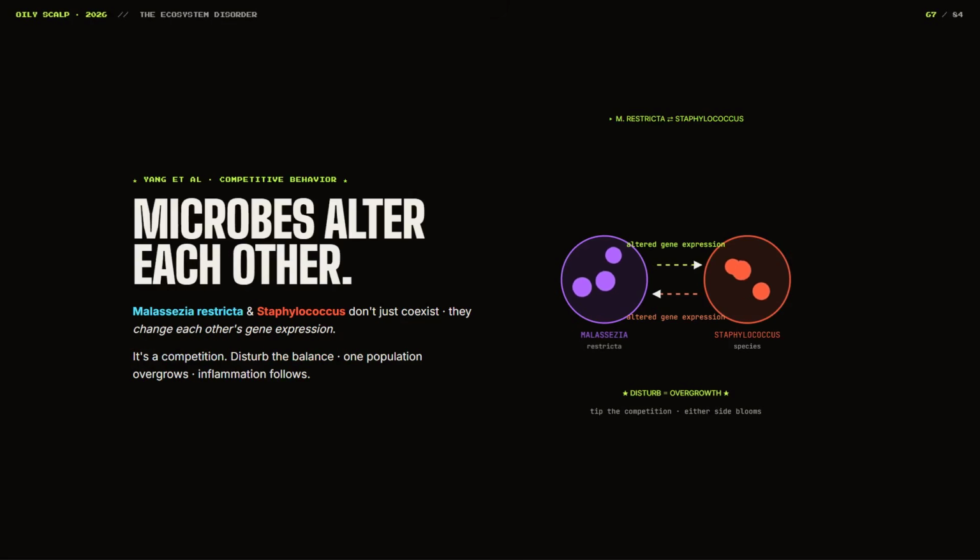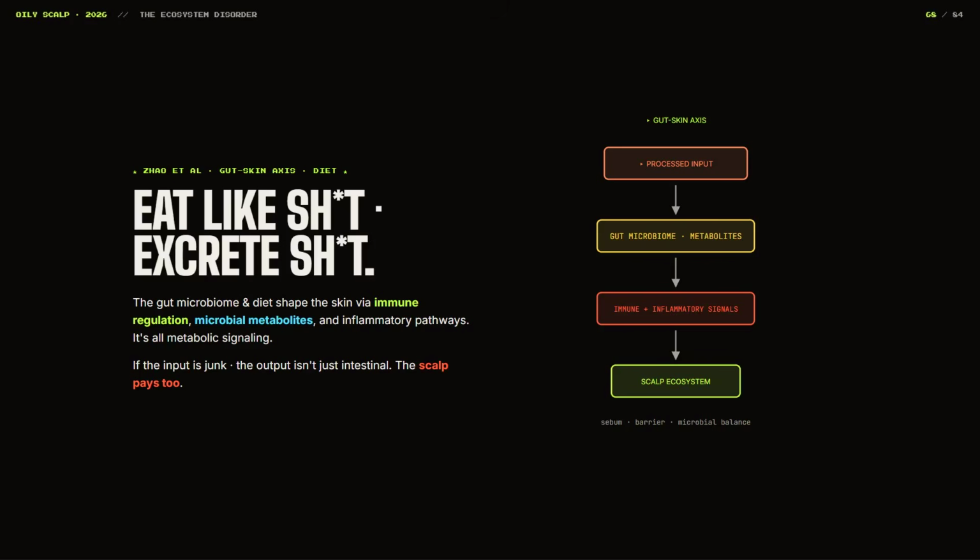Looking at Yang et al., that paper strengthens this sort of assertion because it shows that Malassezia restricta and Staphylococcus species do not just merely coexist, but they also alter each other's gene expression. So they're also showing a competitive behavior. It is that competition that, when it is disturbed, can cause overgrowth in either microbial colony.